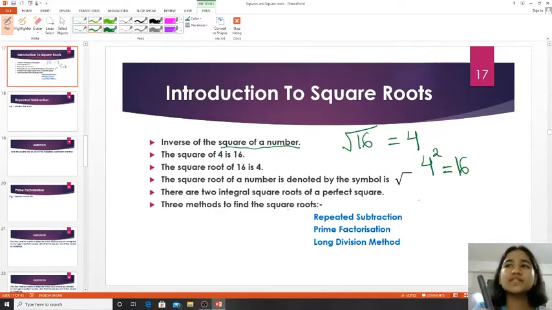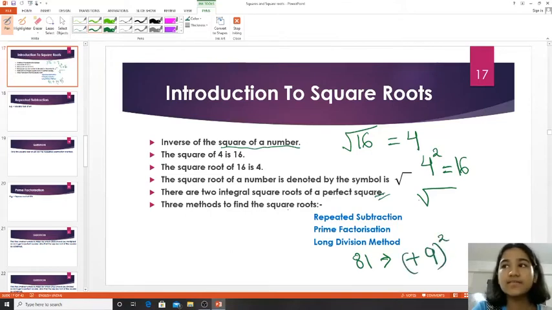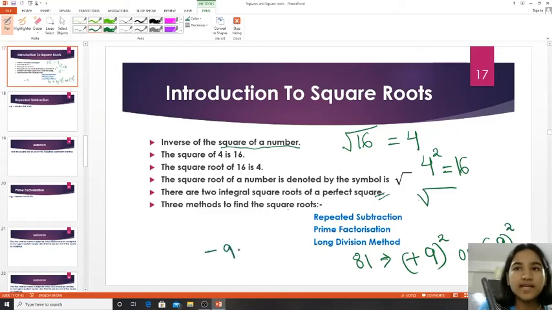The square root of a number is denoted by the radical symbol, and this way we denote the square root. There are two integral square roots of a perfect square. This means that for any perfect square number, for example, if you take 81, then it has two square roots. One is plus 9 and the other is minus 9. Why have we considered minus 9 to be a square root of 81? Because minus 9 into minus 9 is going to be 81. Minus times minus is plus, 81. That's fine.